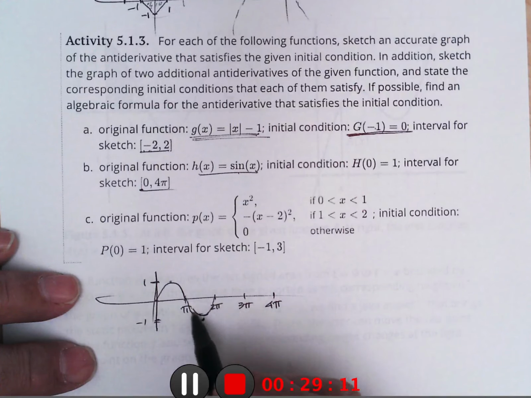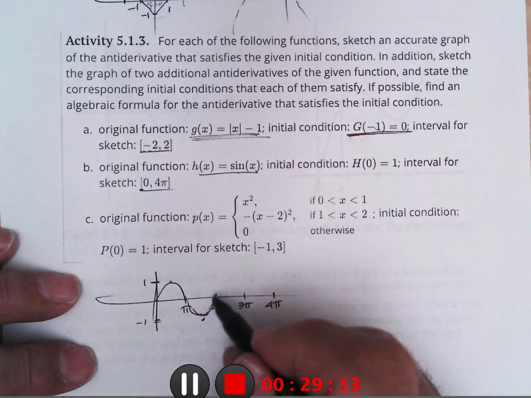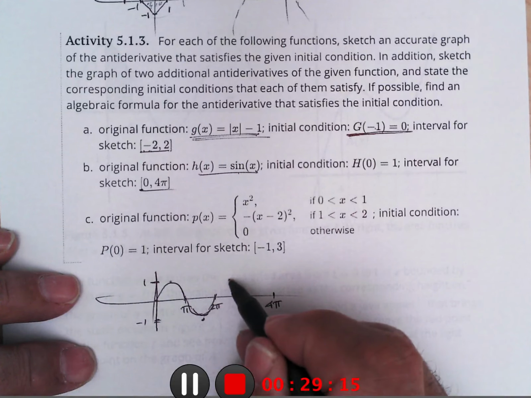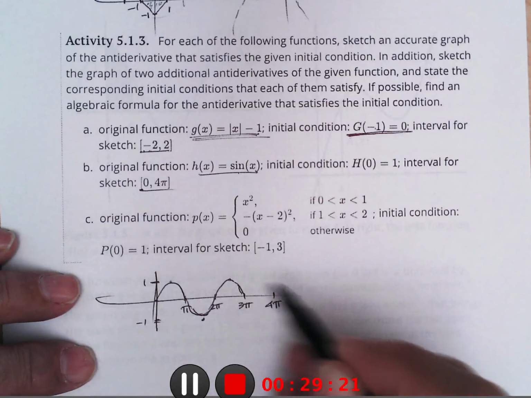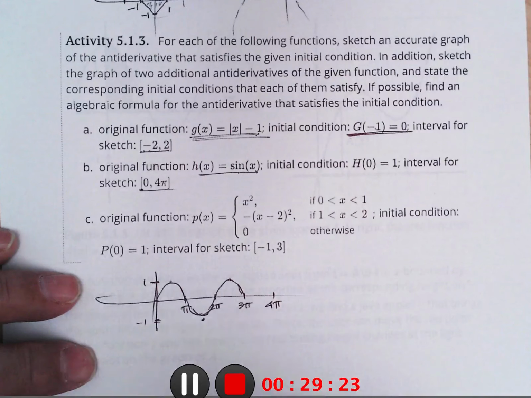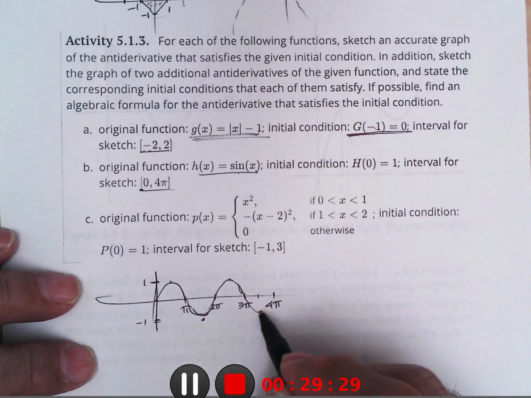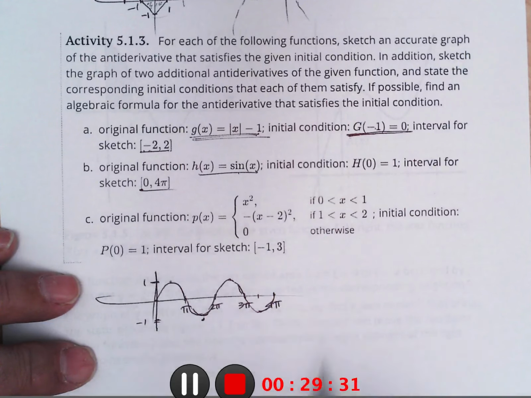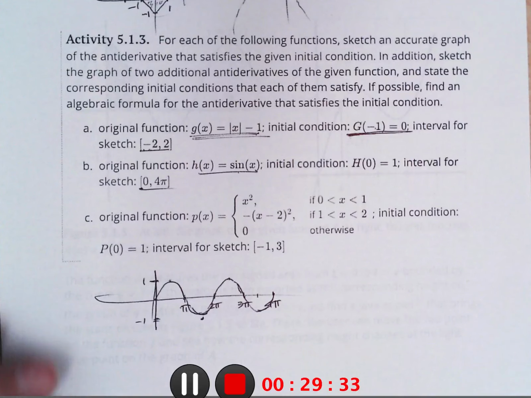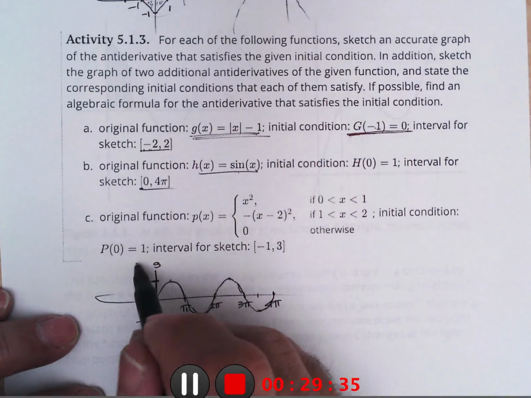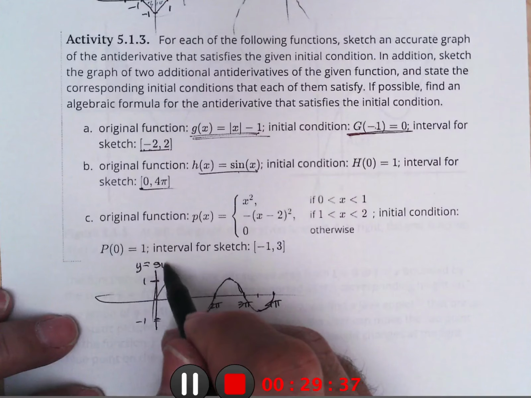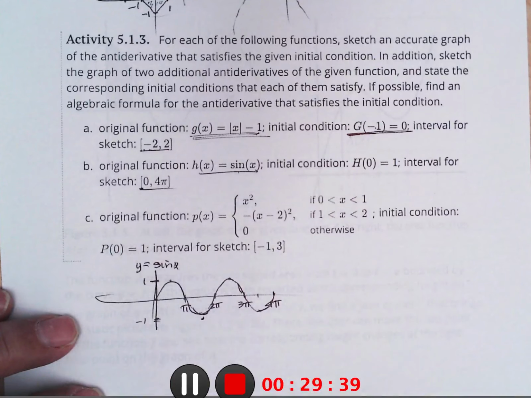by 2 pi, and up to 1 at 5 pi over 2, and back to 0 at 3 pi, down to minus 1 at 7 pi over 2, and back to 0. That's what y equals sine of x looks like.